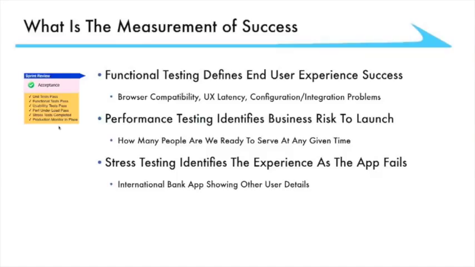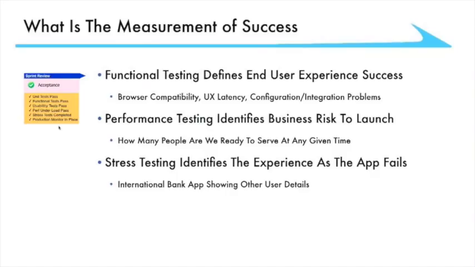And provided it met that metric, then that meant their business risk to launch was low and that they could launch. If they couldn't achieve that level, then the business managers had inputs to their business risk analysis and they could decide whether it was ready to launch or not.